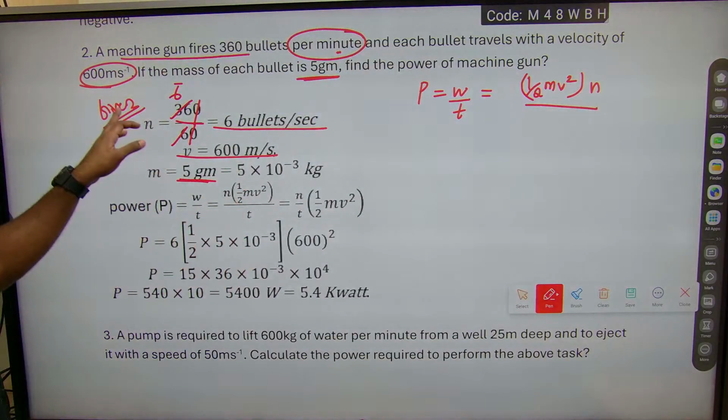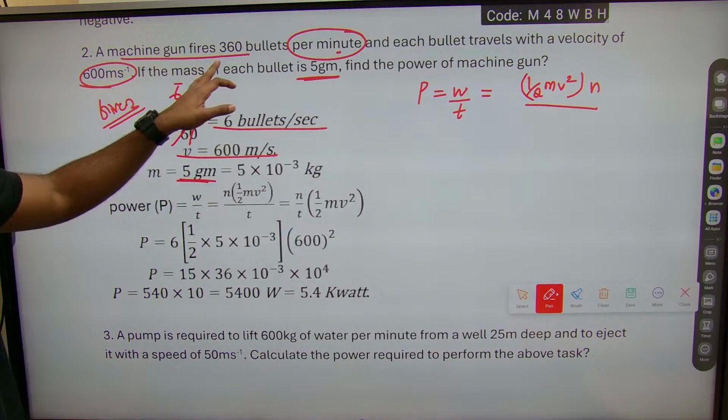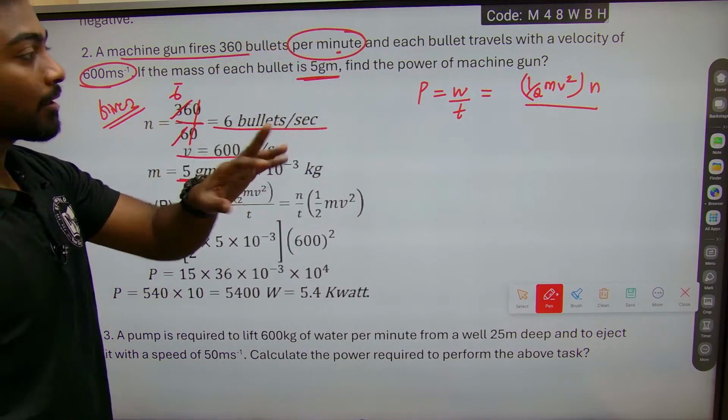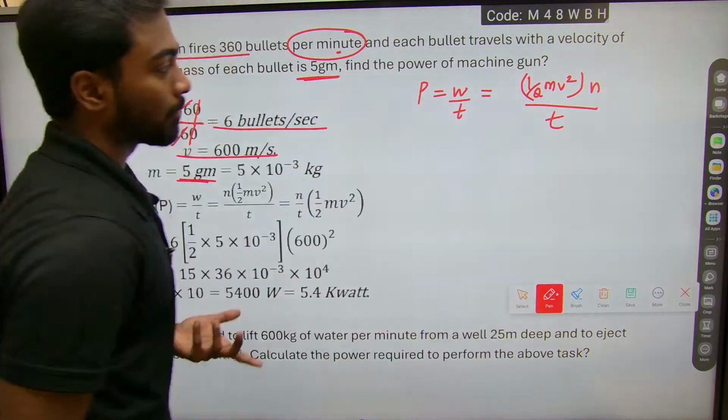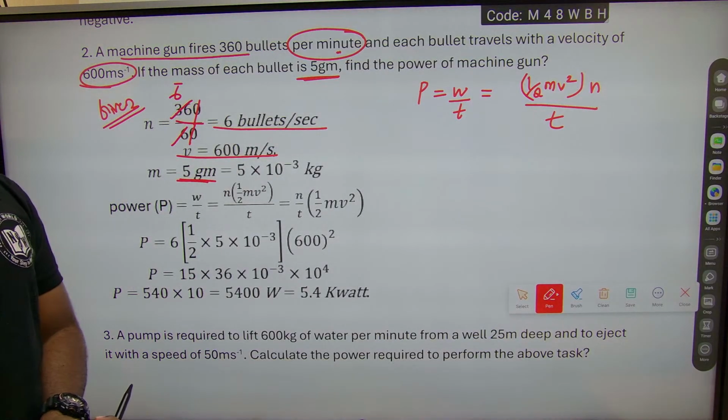No, time is given, right? 600 meter per second, and per minute. Okay, per minute, we are taking per second, that's it, t. Got it? That's it now.